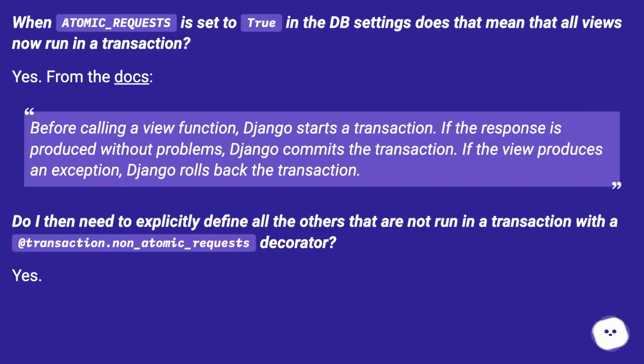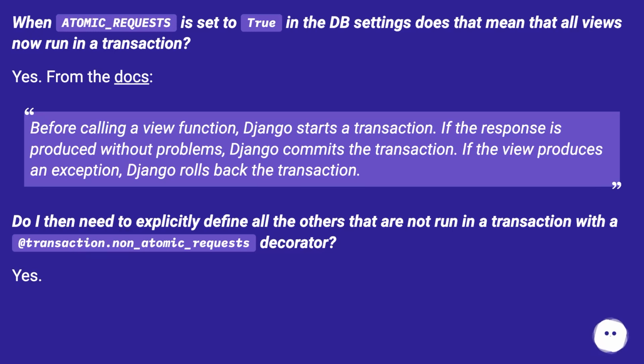When ATOMIC_REQUESTS is set to True in the DB settings, does that mean that all views now run in a transaction? Yes. From the docs: Before calling a view function, Django starts a transaction. If the response is produced without problems, Django commits the transaction. If the view produces an exception, Django rolls back the transaction.